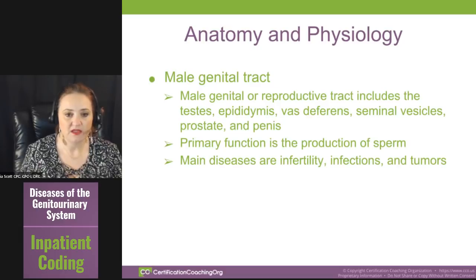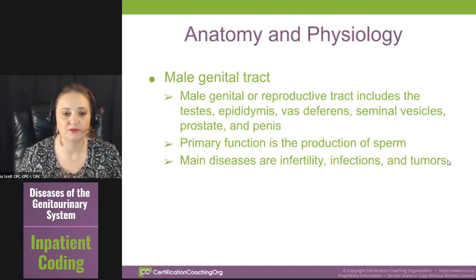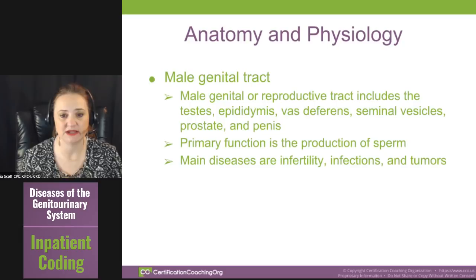The male genital tract, we've gone over this a little bit probably in other slide decks, is called the reproductive tract as well. You have the testes, the epididymis, the vas deferens, the seminal vesicles, the prostate, and the penis. The main reason for the testes, epididymis, and all this other stuff is the production and transportation of sperm. The diseases that happen to the male genital tract will often be infertility.